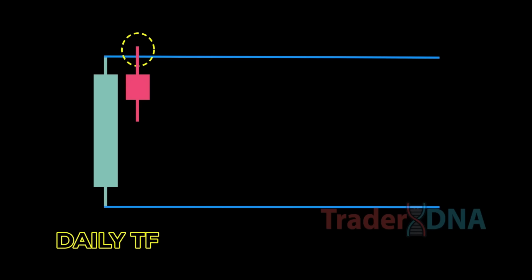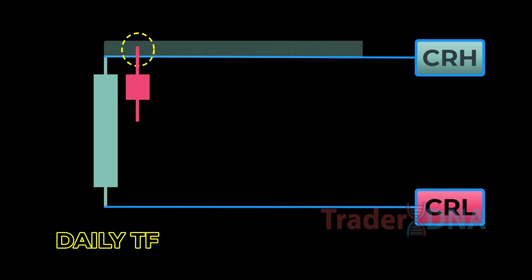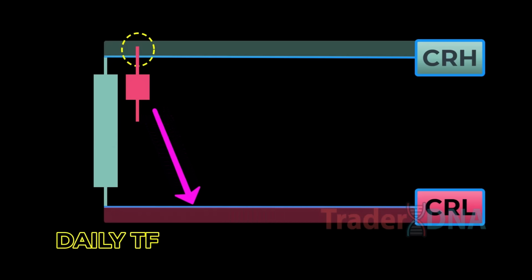We isolate this candle, we mark the candle range high, the CRH, we mark the candle range low, the CRL. Now we know the rule. If the next candle sweeps the range high, the CRH, there's a strong probability that price will target the range low, the CRL. But here's the problem.